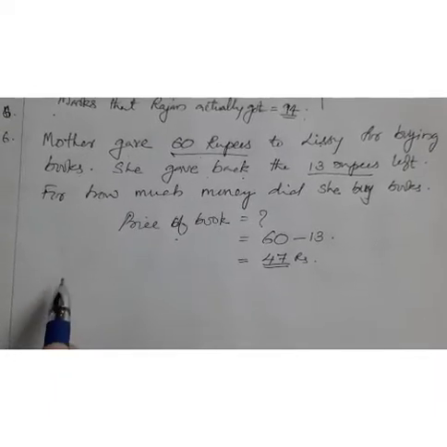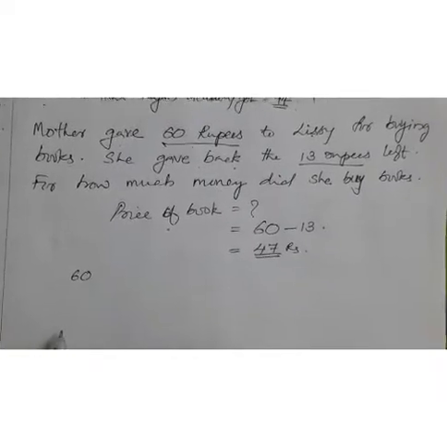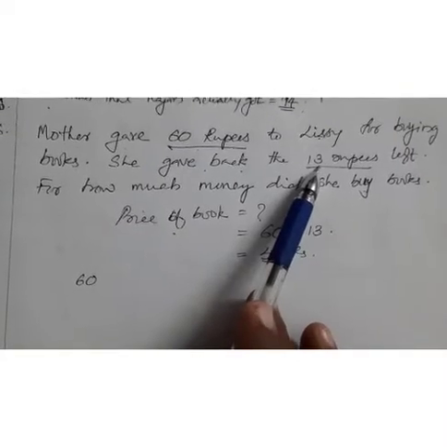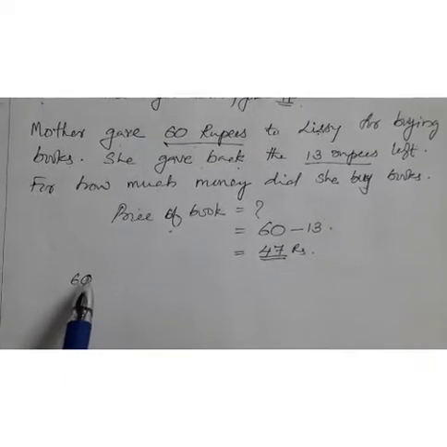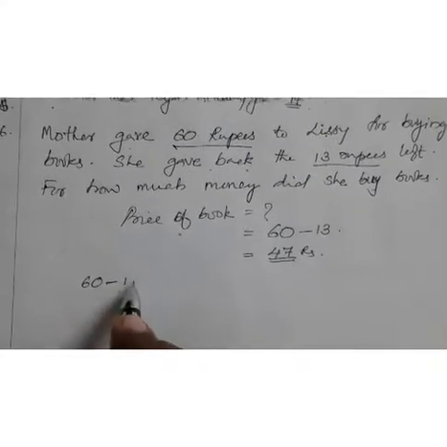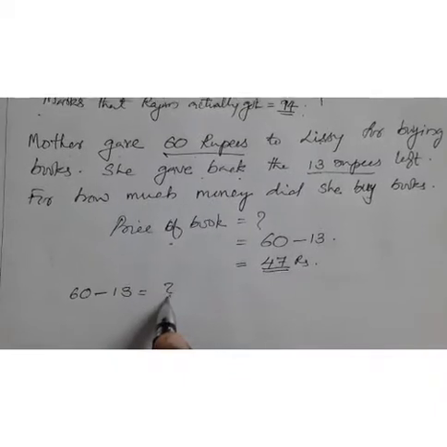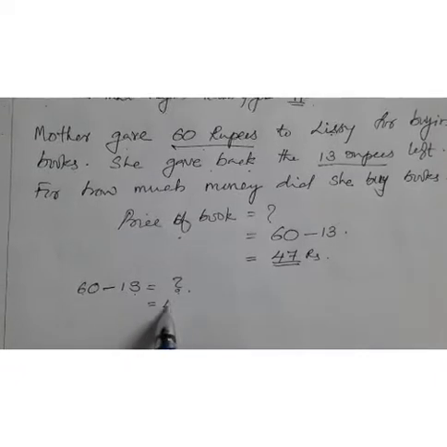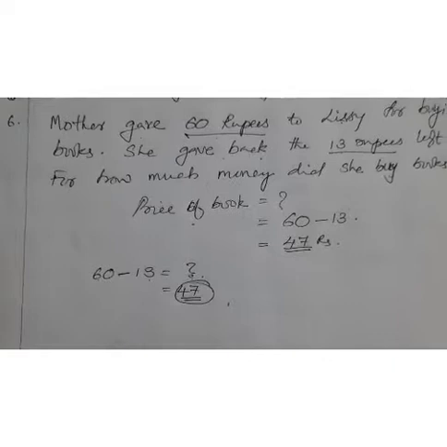See again. Mother gave 60 rupees for buying the books, and after buying, the shopkeeper gave 13 rupees as balance. So what is the actual price of the book? The total money she got is 60, and after buying books she had 13 rupees left. How much is the price of the book? This you have to find out. Only find 60 minus 13, it is 47. So the price of the book is 47 rupees.